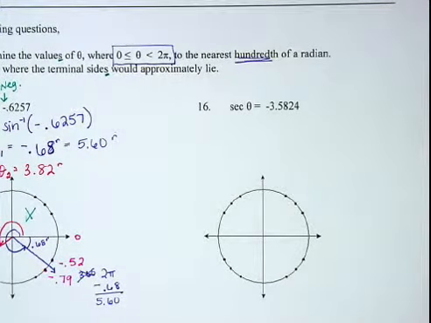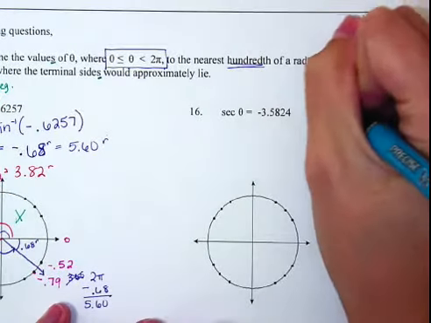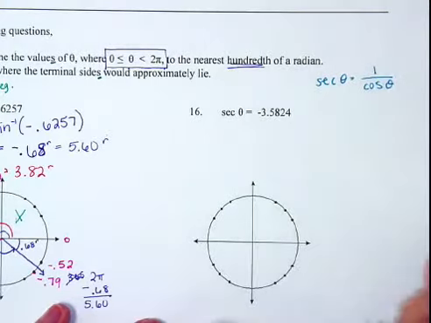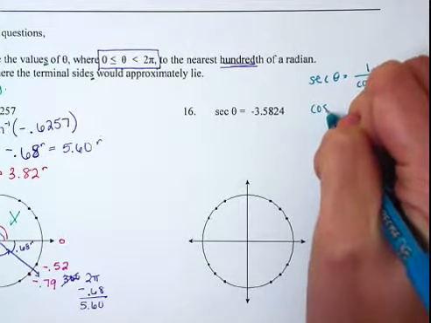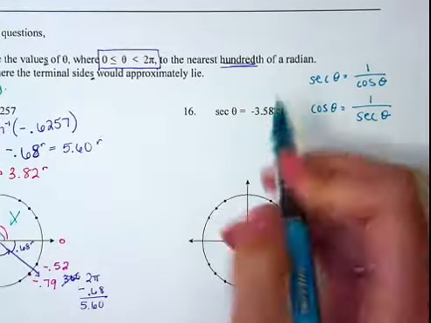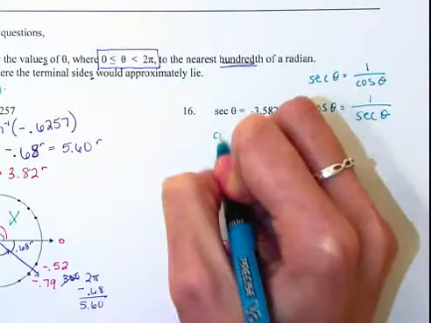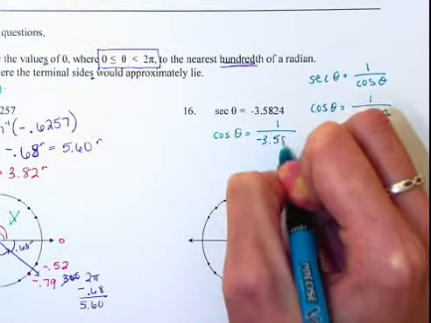For number 16, I see that it's secant. I know that secant doesn't have a button on my calculator, so I need to rearrange. What do I know about secant? Well, secant of theta is 1 over cosine of theta. And these are values, remember. Which means that the value of cosine of theta is 1 over secant of theta. If this is the value of secant, cosine is 1 over that. So cosine of theta is 1 over negative 3.5824.